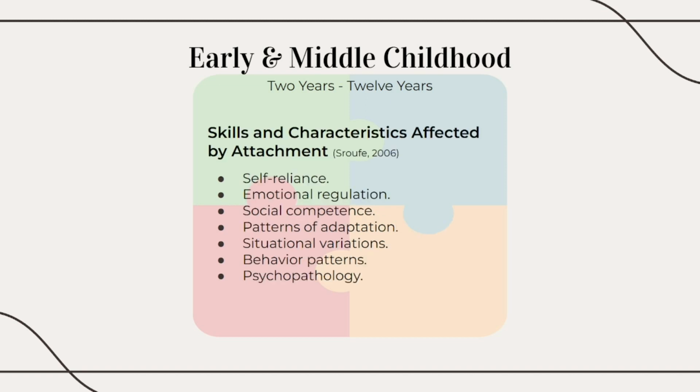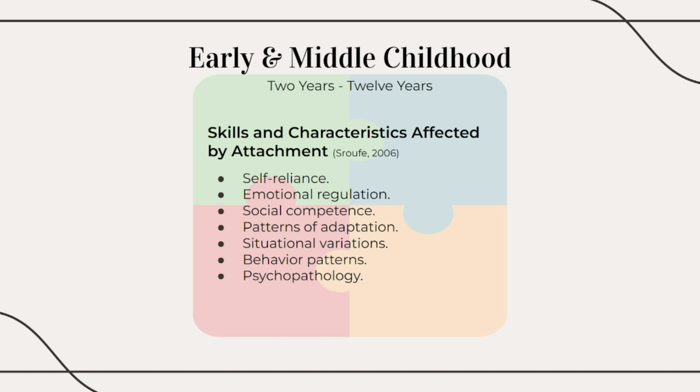In one revolutionary and ongoing study known as the Minnesota Longitudinal Study of Risk and Adaptation, infant attachment has been shown to impact children throughout early and middle childhood through differences in the development of certain skills and characteristics, such as self-reliance, emotional regulation, social competence, patterns of adaptation, situational variations, behavior patterns, and psychopathology.